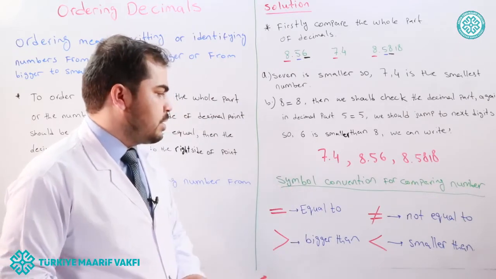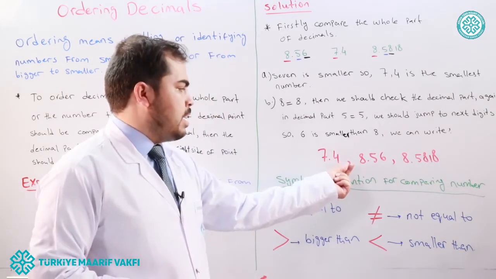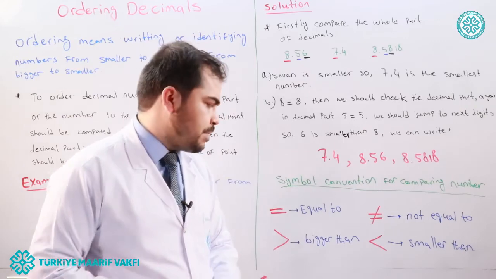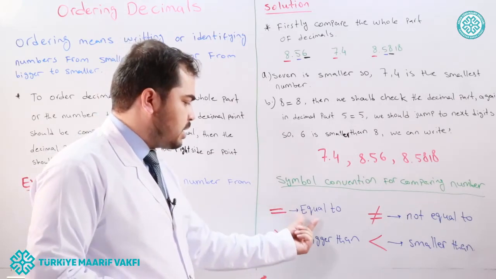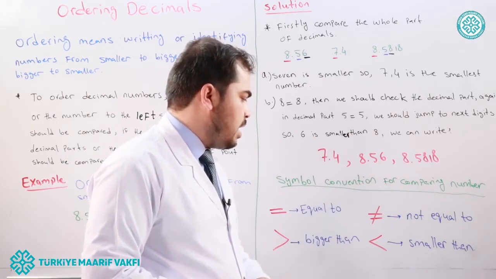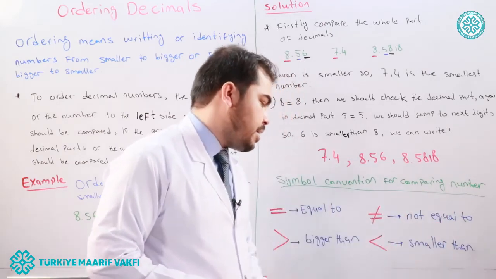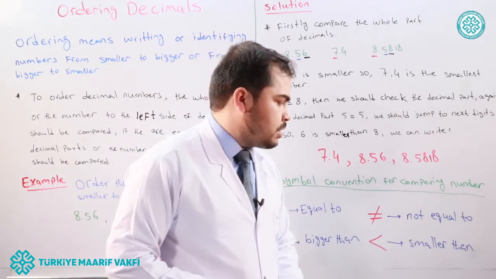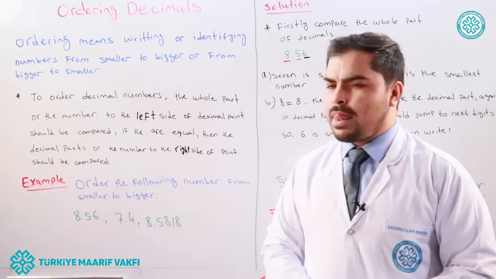Now we come to the symbol convention for comparing numbers, meaning how we can show this in symbols. Here we are just showing the comma, but there are some symbols that we can use to identify the bigger or smaller numbers. This sign, two dash lines, is equal to, as you know. If there is an equal sign with a line through it, it means that these two decimal numbers are not equal to each other. This sign means bigger than, and that sign means smaller than. Now we will study further and solve more examples. So this was it.